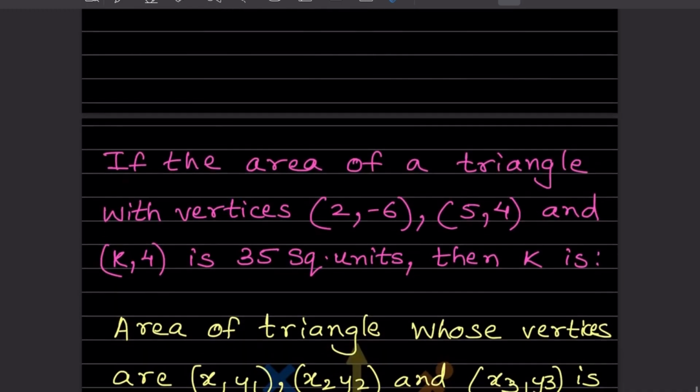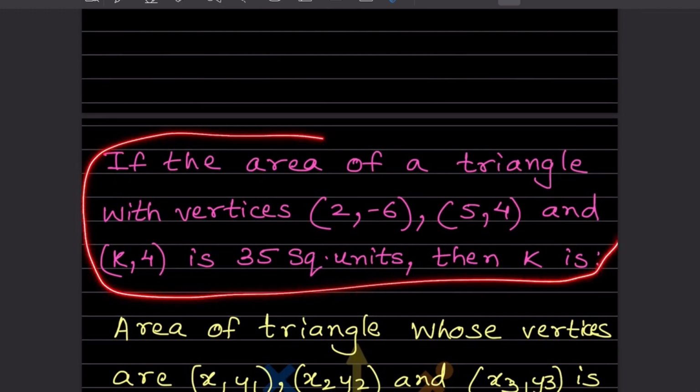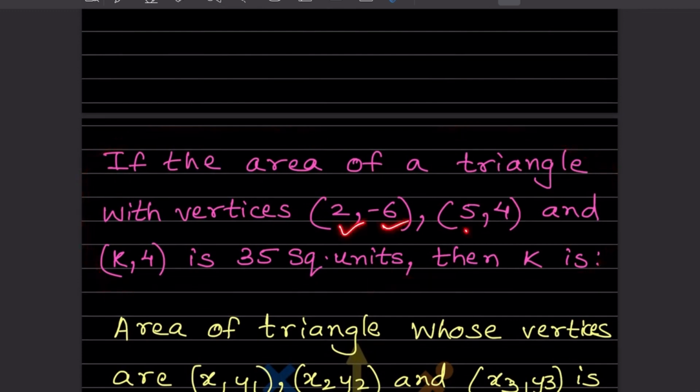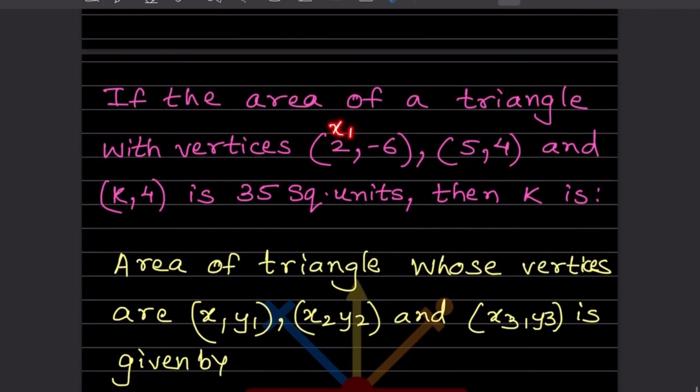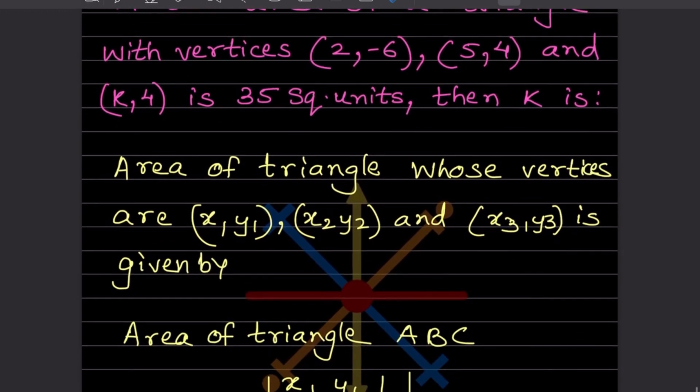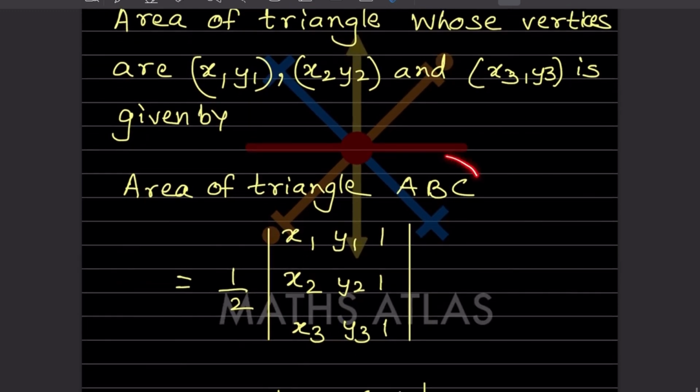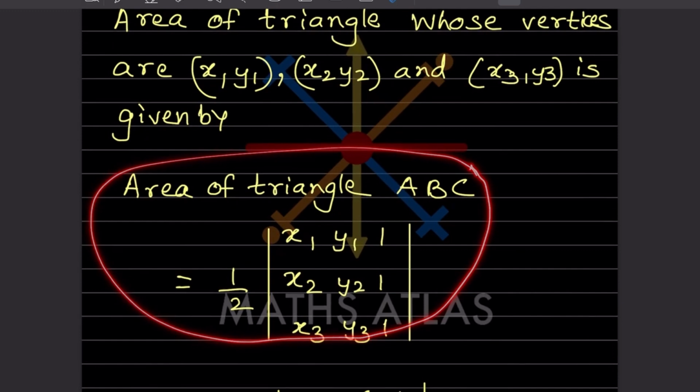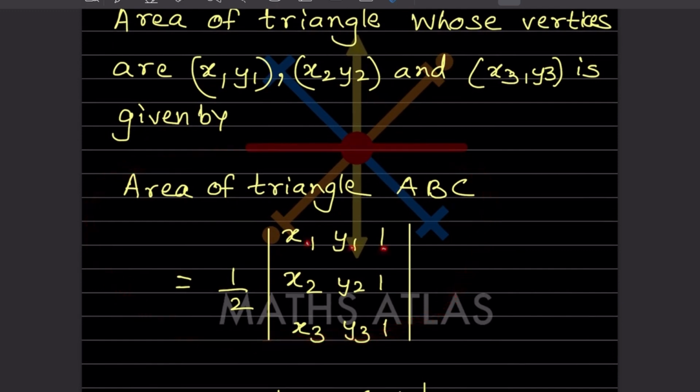So this is the question given over here. If the area of a triangle with vertices, these are the vertices given, is 35 square units, then we have to find the value of k. So we can consider this one as x1, y1, x2, y2 and x3, y3. First let us write what is the area of a triangle with these vertices. And this is the formula given for the area of a triangle ABC. That will be the determinant with rows x1, y1, 1, x2, y2, 1 and x3, y3, 1, and this is half of it.